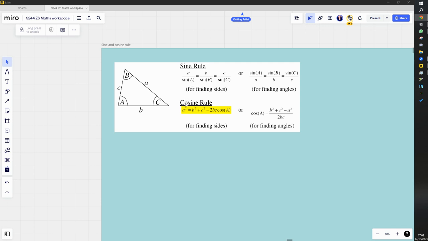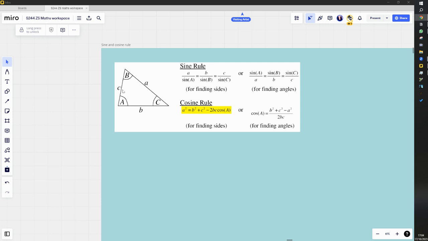But let's look at, first of all, what all these A's, B's, and C's mean. We take any triangle and we label the sides lowercase a, b, and c. The angles are always capital letters, and the angle A is opposite the side a, the angle B is opposite the side b, the angle C is opposite the side c.